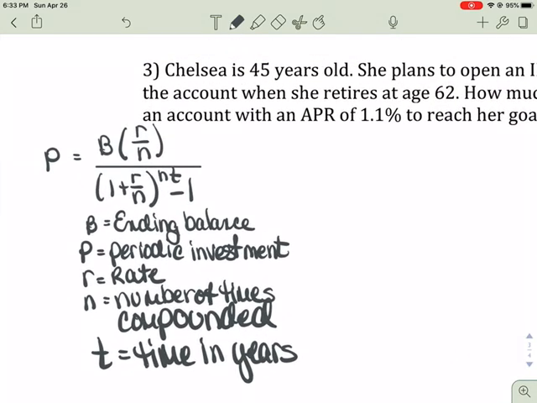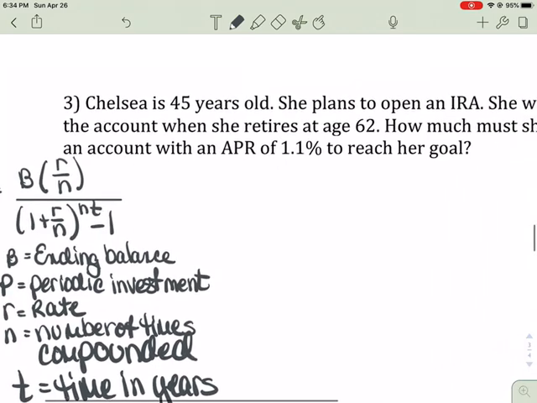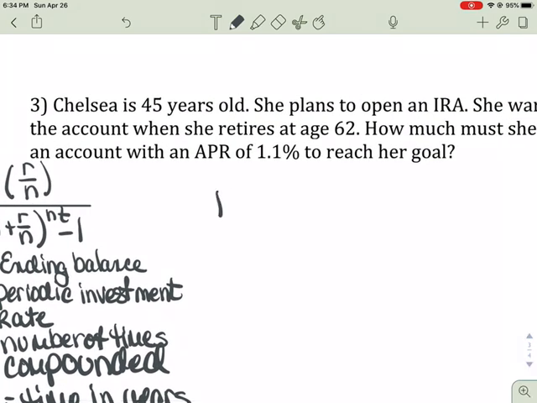So this was this formula, where P was your periodic investment. So how much does she have to deposit? Where B is your ending balance. So that's going to be our $300,000. Her rate, 1.1. We're going to go 12 months. Okay, she's depositing every month. So we'll go 12 monthly for compounding, over 1 plus R over N to the NT minus 1. All right, so let's put all of our information in.